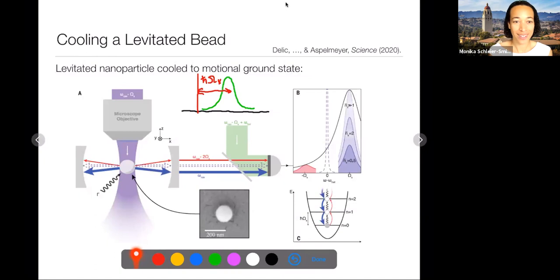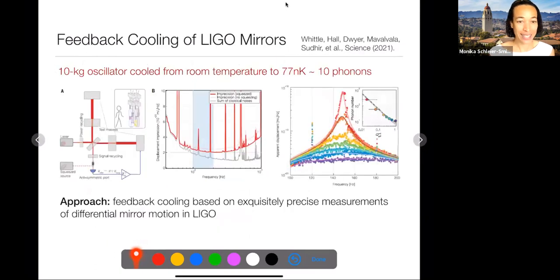At kind of another extreme, or sort of an even higher extreme of mass, there's a very recent result using LIGO, actually.